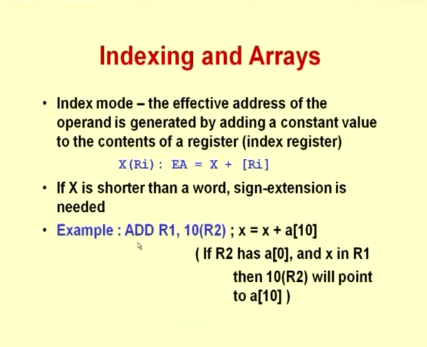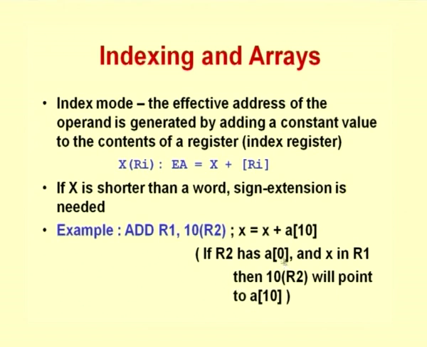Coming to this example here, add R1 comma 10 of R2. Now, this can be used for translating a statement of this nature. Suppose you had x equal to x plus a of 10. Now, a is an array. Assume that R2 has the element a of 0, okay, and x is in the register R1. Now, when you say a of 10, this means that I am going to access the 10th element of this array, right. Which means I need to add 10 to the value which is already there in R2, assuming again that all the elements in the array are placed one after the other. Let us assume a simple byte based addressing, right. So, a of 0 has the first byte, a of 1 has the second byte, a of 2 has the third byte and so on.